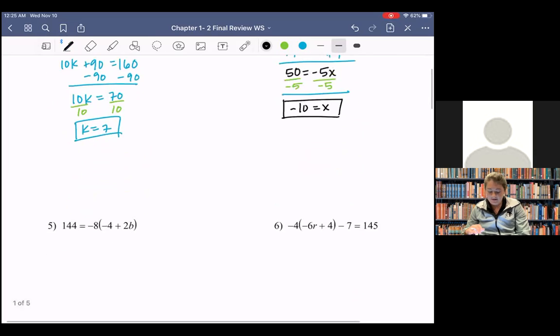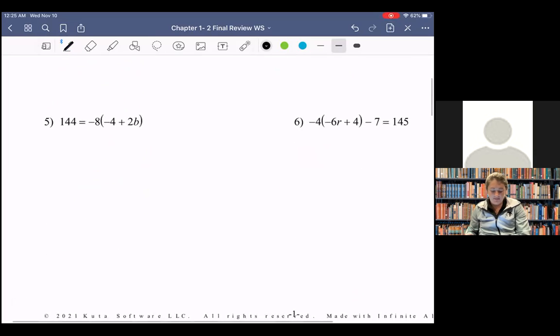Okay, let's go ahead and move on. So we're gonna look at number 5. This one looks a little trickier. You're gonna have to take this -8 and distribute it into the parentheses. So I'm gonna leave my 144 as is for right now. -8 times -4 is positive 32, and -8 times positive 2b is -16b. Remember that a positive times a negative is a negative.